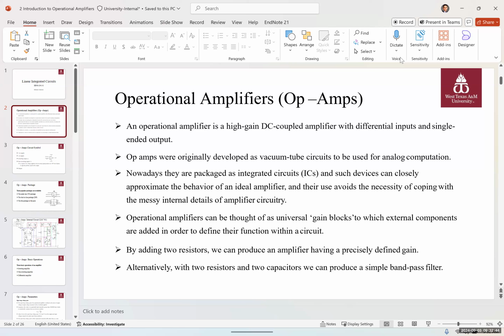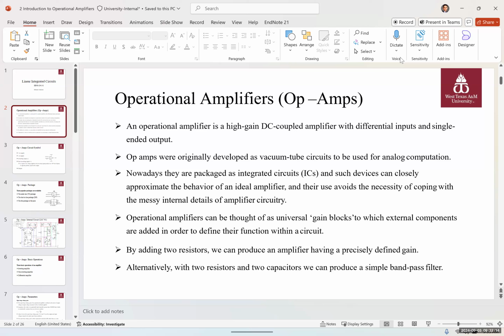Nowadays, we build them in IC packages. We don't put individual transistors together to build an op amp. And we have good control on their characteristics. When you build an IC, you can mass produce them, so you can have thousands of ICs that have the same features and the same characteristics.